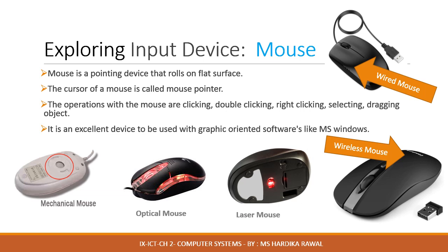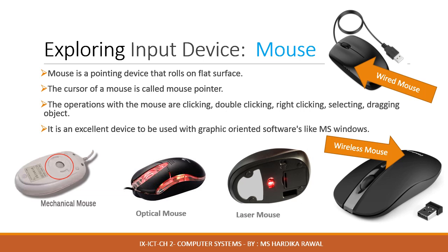The next device is a mouse. It is a pointing device that rolls on a flat surface. It consists of a small case held under one of the user's hands with two or more buttons. The cursor of a mouse is called the mouse pointer. As you roll the mouse, the pointer also moves quickly in the respective direction. This gives flexibility to move in any direction.